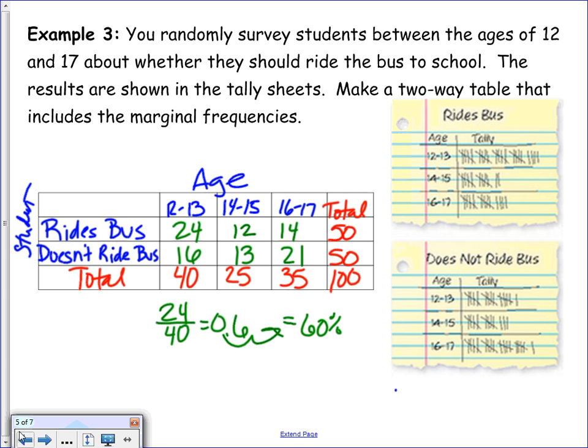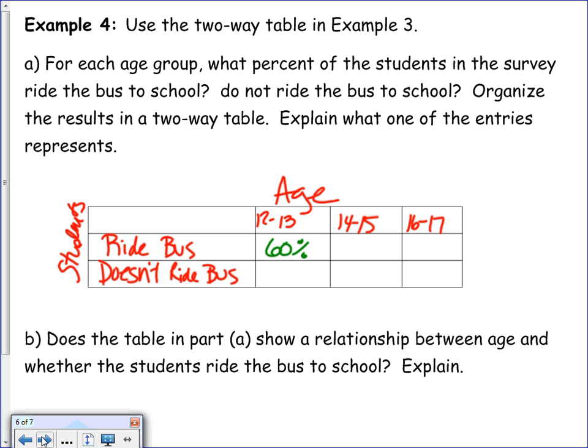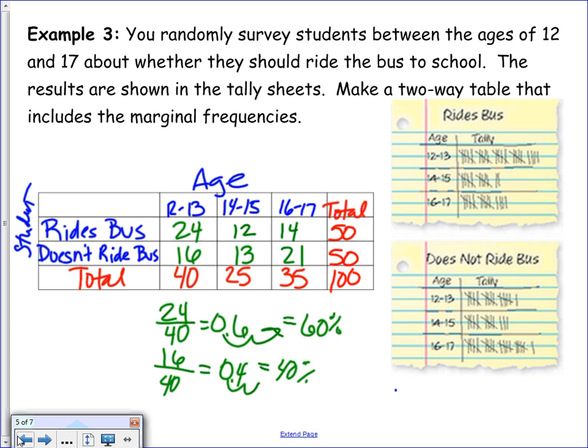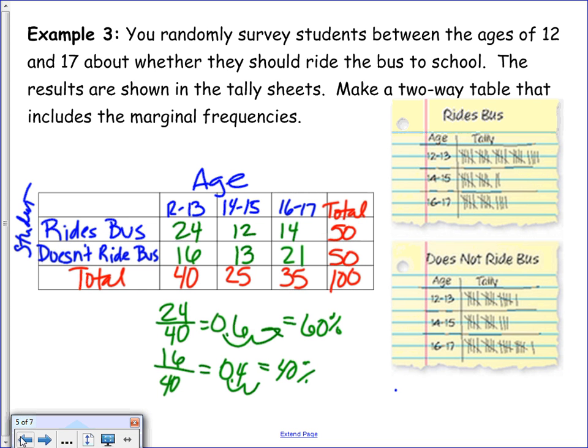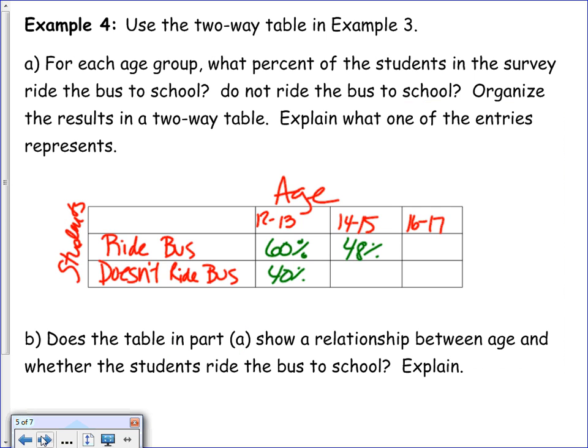So riding the bus in the 12 to 13-year-old range is 60%. And doesn't ride the bus would be 16 out of 40, which comes out to a decimal of 0.4. Multiply it by 100 or move the decimal 2 to the right, and that's 40%. For 14 to 15-year-olds, riding the bus is 12 out of 25, and that equals 0.48. So it's 48%. Then 13 out of 25, just a little bit more, equals 0.52, which is 52%.